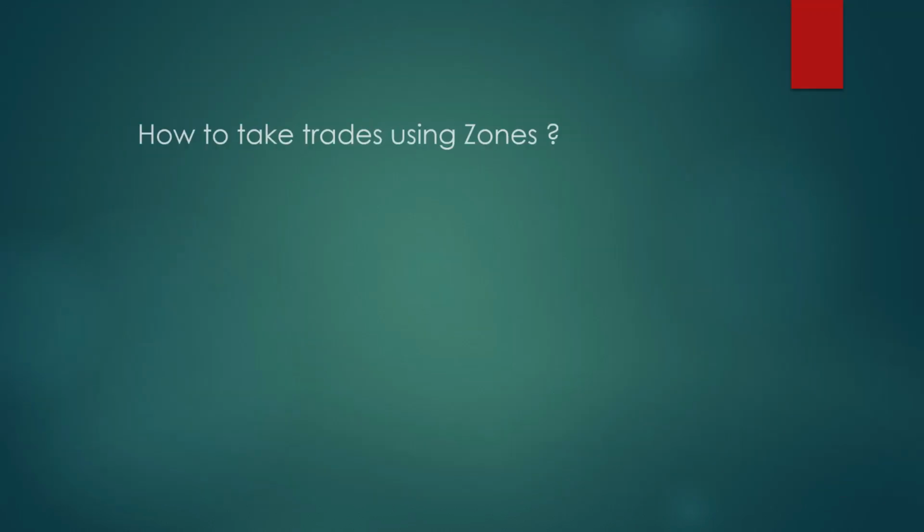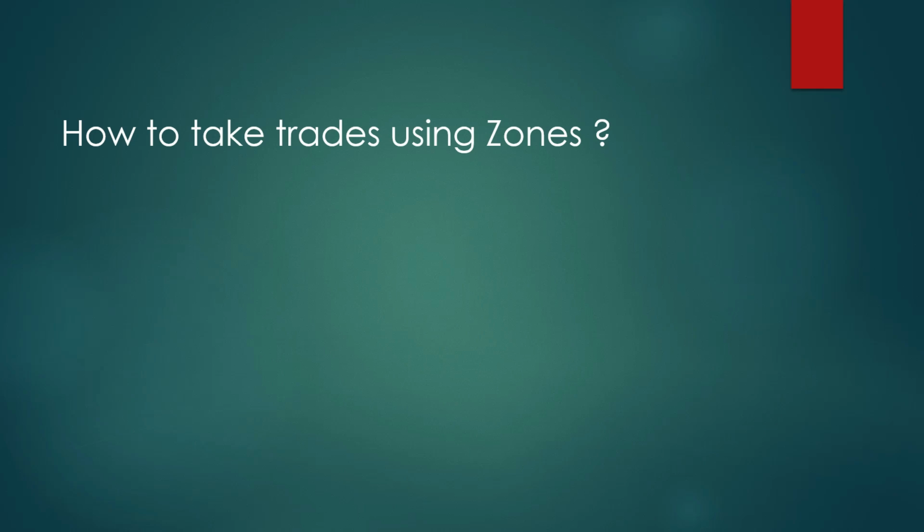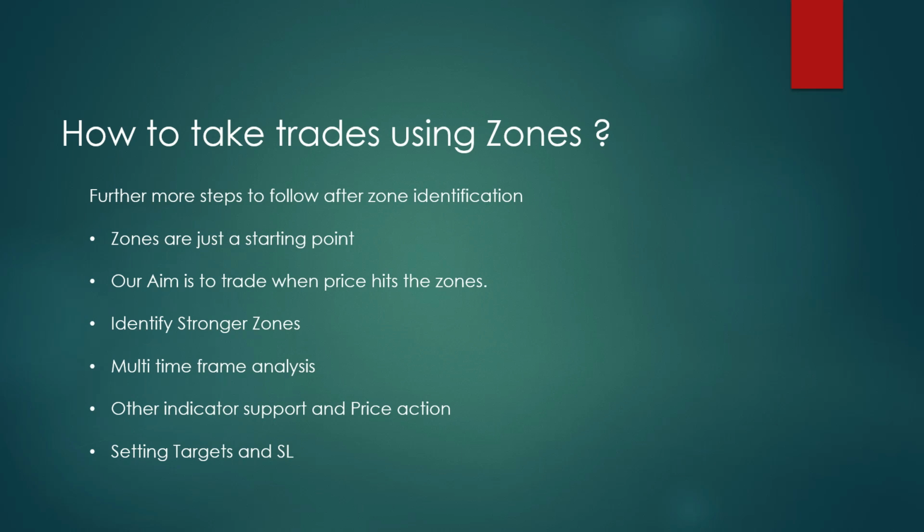And the next question that will come to mind is how to trade using the zone. There are many factors that we need to consider after identifying the zone to take a trade. Basically the zone is a starting point. We need to determine how strong the zone is, what the freshness of the zone is, whether it has been retested multiple times or is a fresh zone. Next, we need to do a multi-time frame analysis. Is there any other indicator supporting our trade, or any breakout or breakdown that will support our trade? How to place the target and stop loss. All these things we need to keep in consideration before taking a trade. All these will be discussed in detail in the next video.